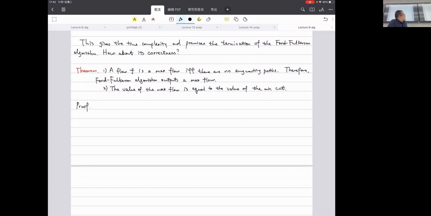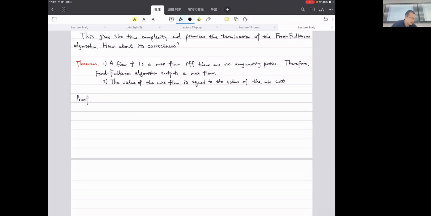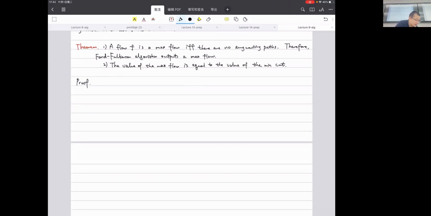So here, for instance, the first point is an if and only if condition. Maybe you want to think about a good strategy: in general, maybe we want to simultaneously argue for point 1 and point 2. So we not only want to prove that a flow is a max flow if and only if there are no augmenting paths, but along this way, we can give a constructive way, a construction for the min cut. So looking at all these points, we make the claim as follows.